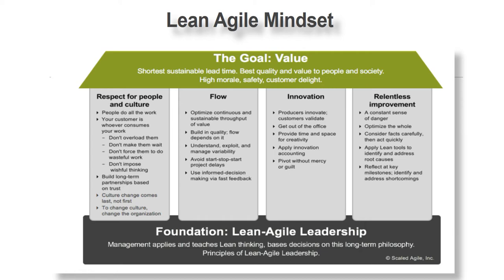So what are the things that we need to be aware of from a lean agile mindset? Respect for people and culture. It's the people who are going to do your work, so we should respect them. Culture, the culture of the organization, the geographical location of the project. All of that should be kept in mind when you are working with people.